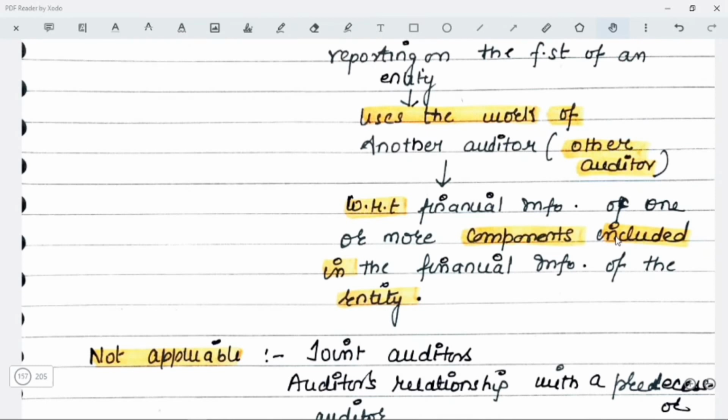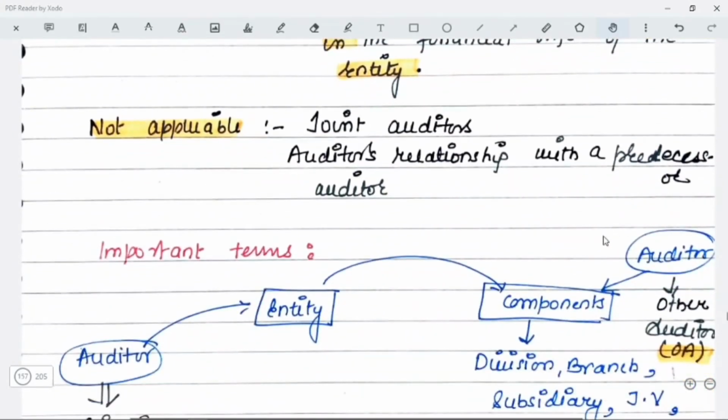The other auditor is the auditor who is auditing the financial statements of the component whose financial information is going to be included in the financial information of the entity whose audit is being conducted by the principal auditor. Now, when is this standard not applicable? The standard is not applicable in case of joint auditors and in case of the auditor's relationship with the predecessor auditor, because we have specific standards for both of these.